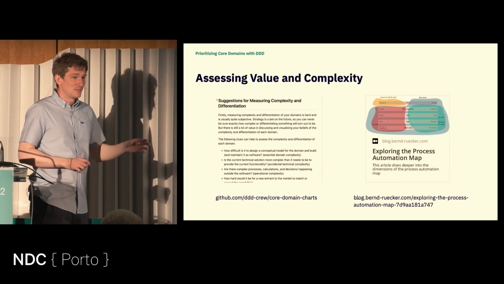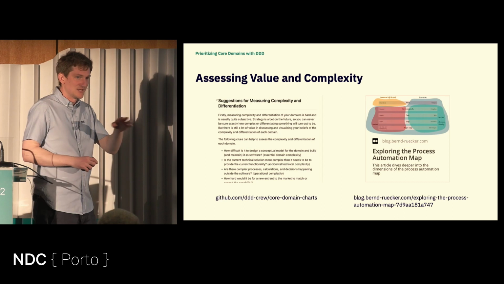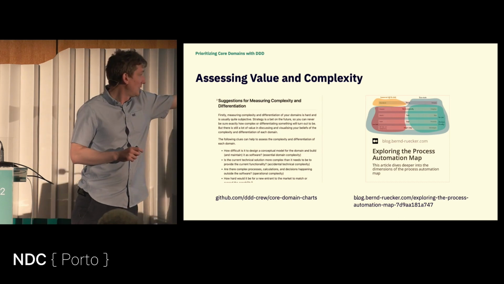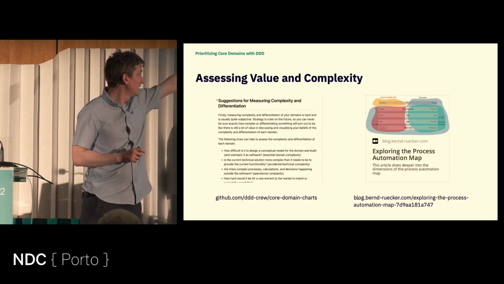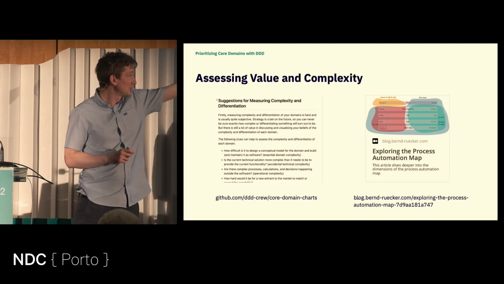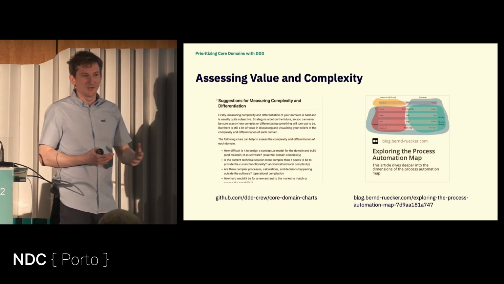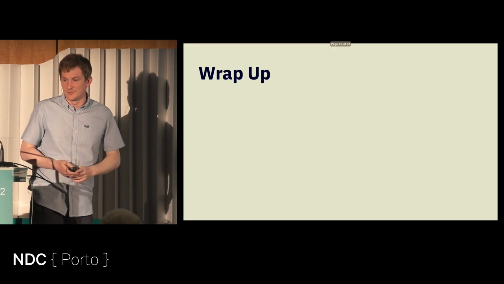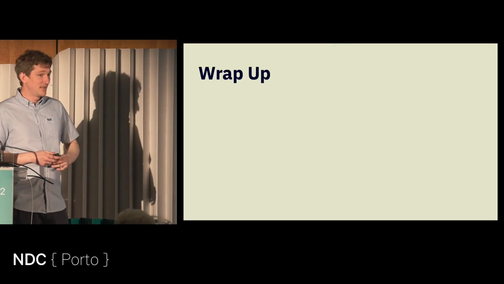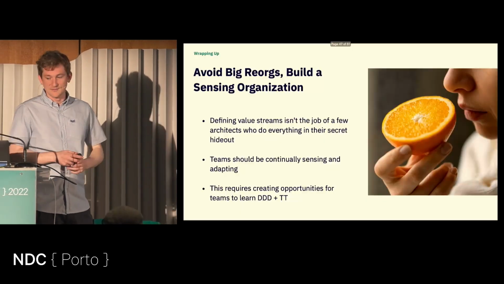I didn't really talk much about how you measure the value on those different axes. You can check out a lot of information on this GitHub page. We've put some ideas. Also a great blog post here. Helps you to measure how complex different parts of your system are. So that's basically it. It's going to wrap up with a few things.